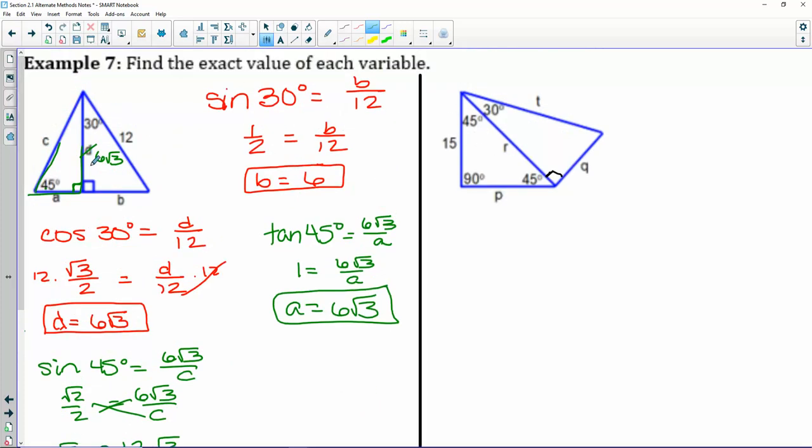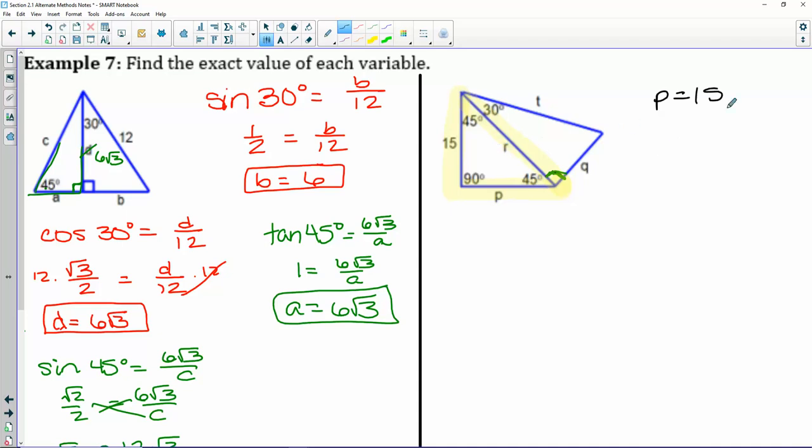Final example of the day. I think I did leave off the right angle symbol on this, so you do need one here as well for this to work. So if I want the exact value, we do have this triangle where we were given a side in it. Is there anything that we would know without having to work it out? P would also be 15 because it's a 45, 45, 90 triangle. Those legs are the same.